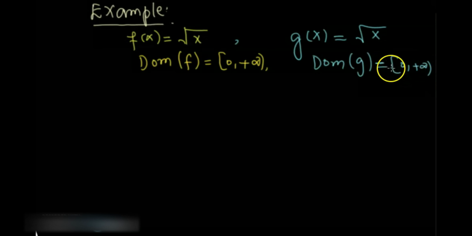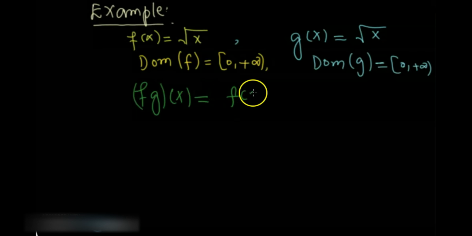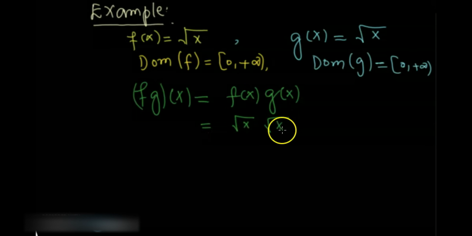Okay, so now we're going to define their product. The product fg operated onto x is equal to f of x times g of x, which is square root of x times square root of x, which on simplification gives us x.